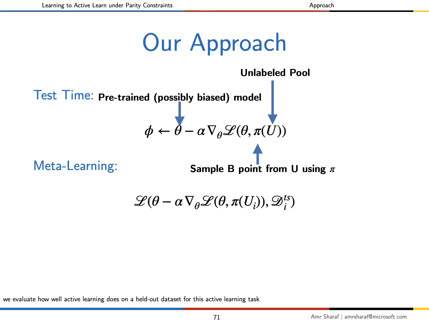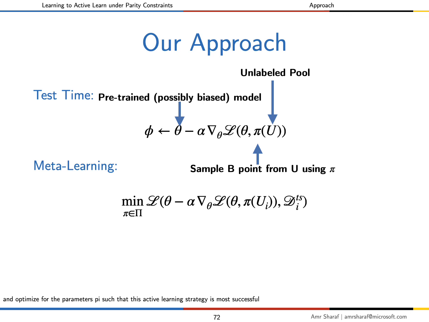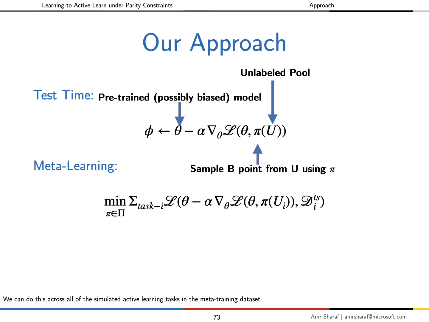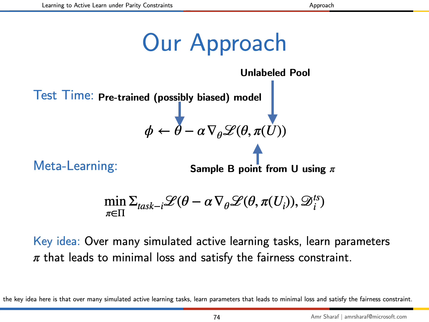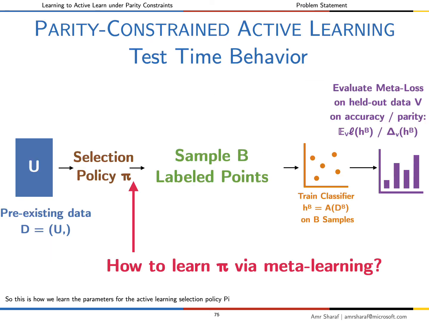Then we evaluate how well active learning does on a held-out dataset for this active learning task. We then optimize for the parameters pi such that the active learning strategy is most successful, and we can do this across all of the simulated active learning tasks in the meta-training dataset. The key idea here is that over simulated active learning tasks, we are interested in learning parameters that lead to minimal loss and satisfy the fairness constraint. This is how we learn the parameters for the active learning selection policy pi.